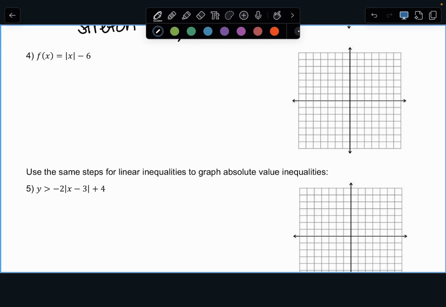So you don't have to put anything. Leave it blank. If you don't have a transformation, like if you're not moving right or left, just don't write anything. Just say up or down if you're moving up or down. You can just skip that bullet point.